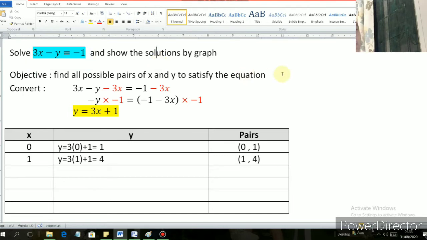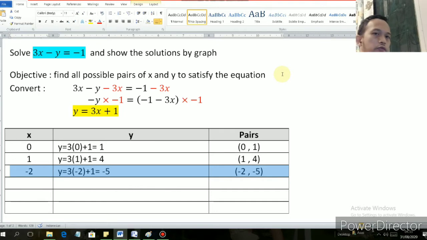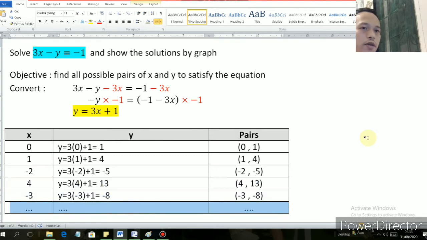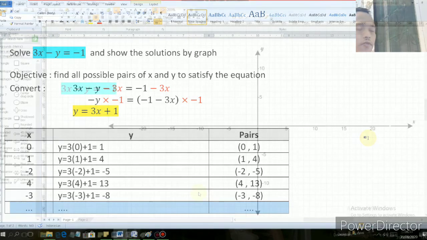And you can continue to use other values of x. Now I begin with -2. So the y by calculation will be -5. So this is my third pair, and you can continue, and in the end you know that it will be endless. It will be endless, and maybe we can start to graph from this.